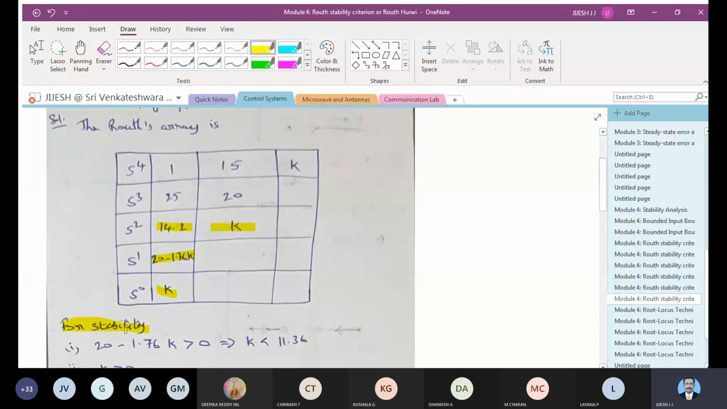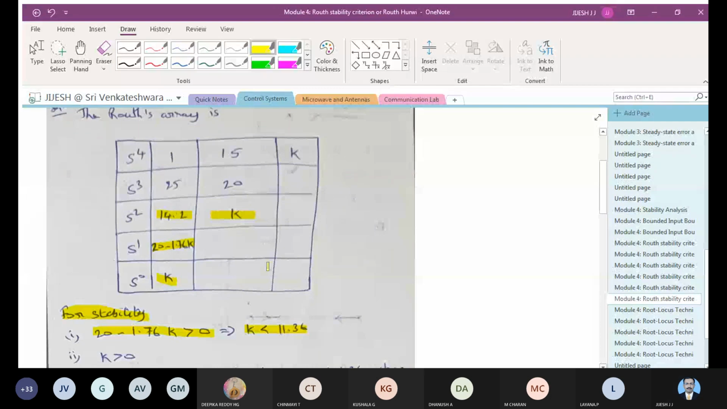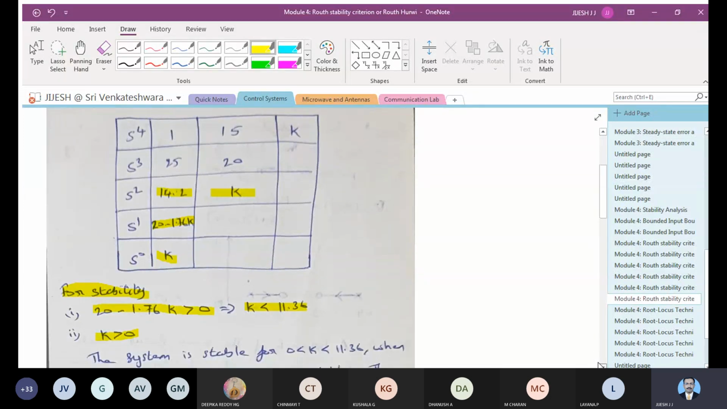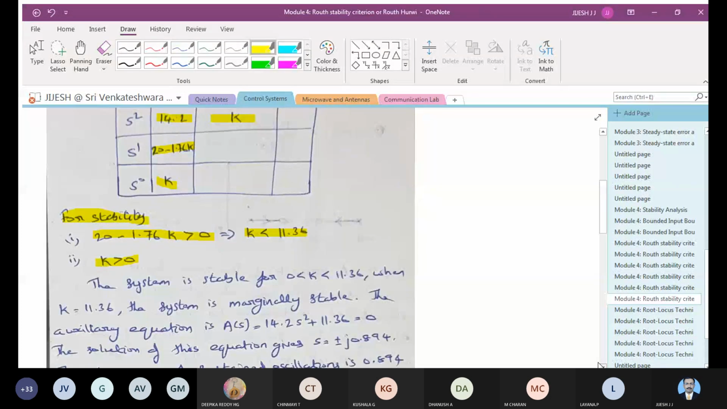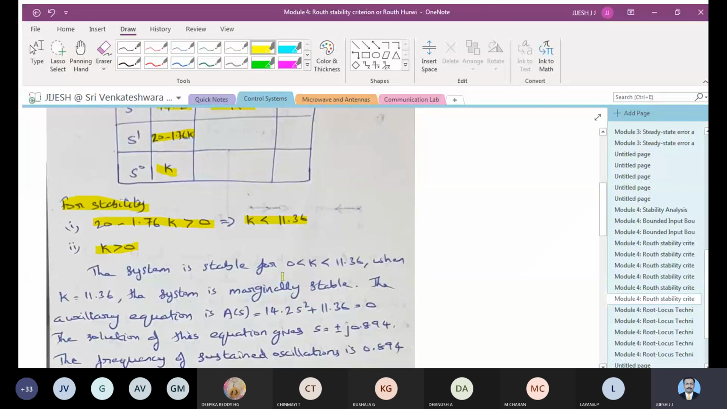You have to write the statement like this: 20 minus 1.76 k has to be always greater than 0, so k should be always less than 11.36. This k has to be greater than 0. So we are writing k has to be greater than 0. If all the conditions are satisfied, then you can say the system is stable. So this system is stable for 0 less than k less than 11.36.